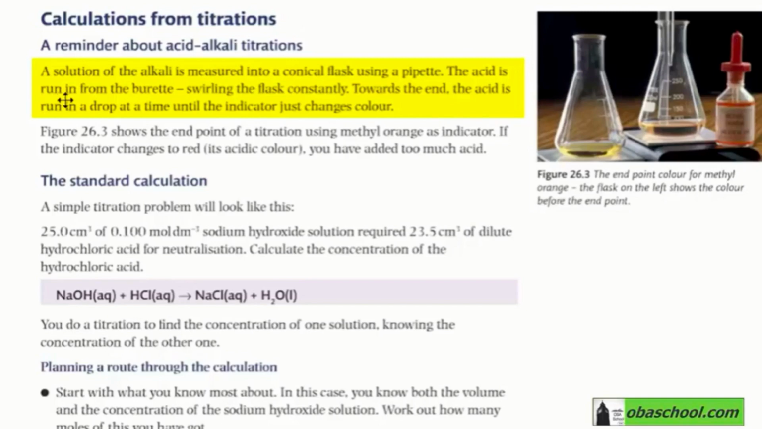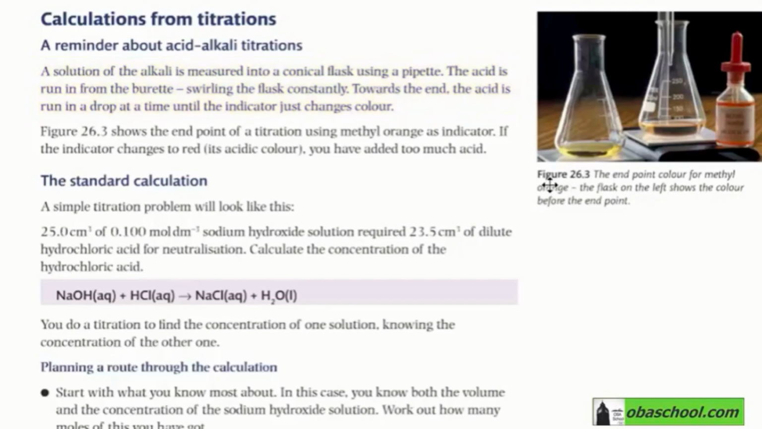The acid is run in from the burette, swirling the flask constantly. So we'll keep stirring the flask until the acid and the base combine. Towards the end, the acid is run in a drop at a time until the indicator just changes color. And when the reaction reaches the end, we'll start dropping the acid drop by drop until the indicator changes color, and once the color changes, we'll stop the titration process and record the volume of the acid obtained.